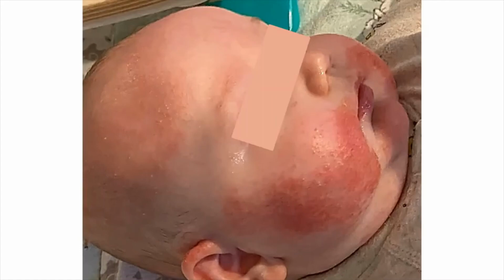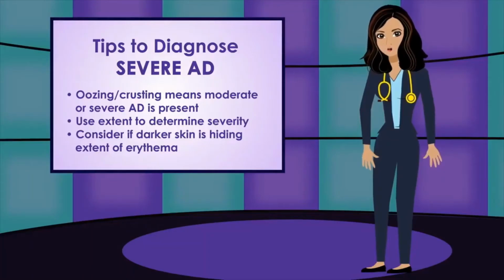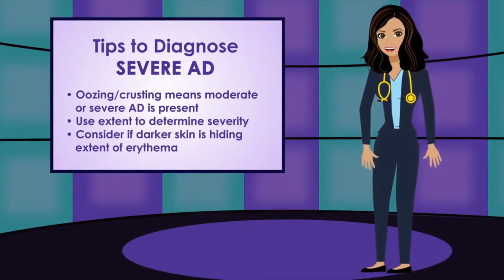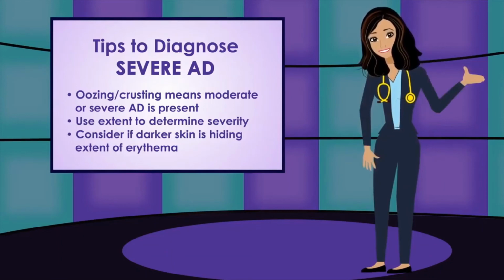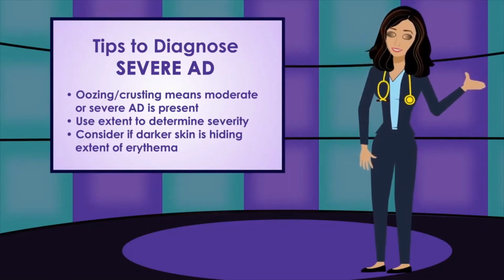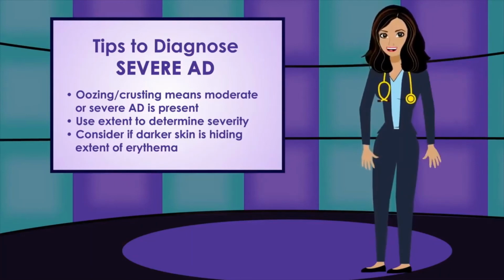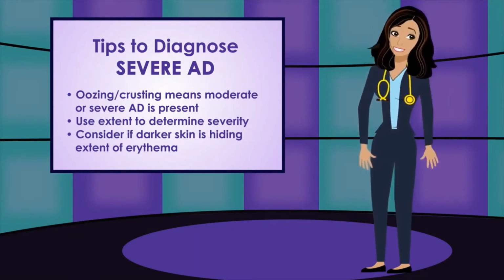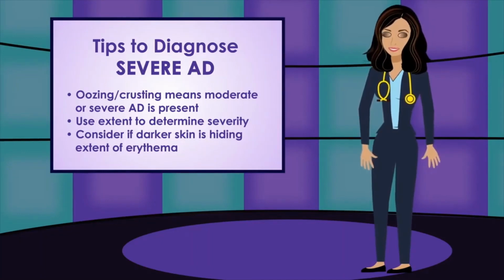The lesions are widespread. Since determining severe AD is critical for adhering to the NIAID guidelines, here are some additional tips. If oozing crusting is present, then the AD is either moderate or severe. Keep in mind that oozing and crusting can also be caused by infection, so that can be a confounder. If unsure between moderate and severe disease, use extent to determine the severity. If the lesions are widespread, then it would be appropriate to diagnose severe atopic dermatitis. Also consider if darker skin is modifying the visibility of the erythema. Marked erythema can appear as dusky or deep purple.